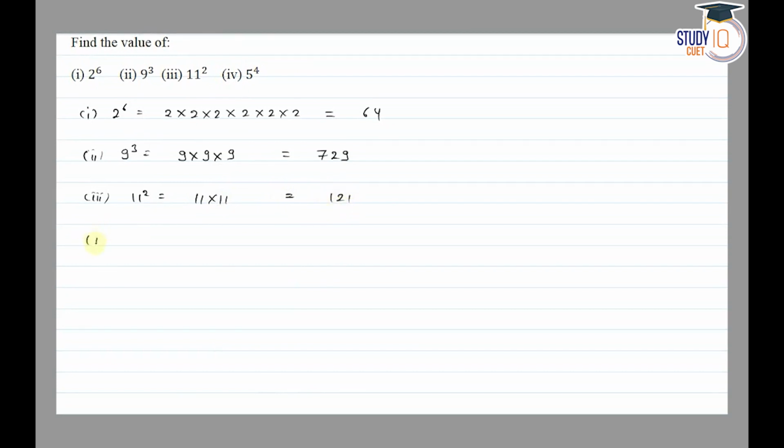121. And 4th part is 5 is to the power 4. सो एक्सपेंडेड फॉर्म हो जाएगी इसकी 5 into 5 into 5 into 5. सो हो जाएगा हमारे पास 25 into 25 और 25 into 25 हो जाएगा हमारे पास 625.